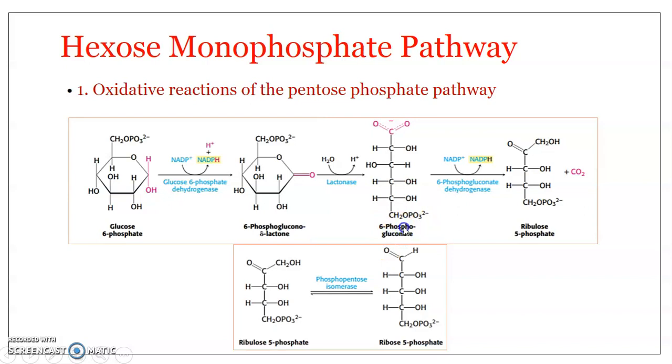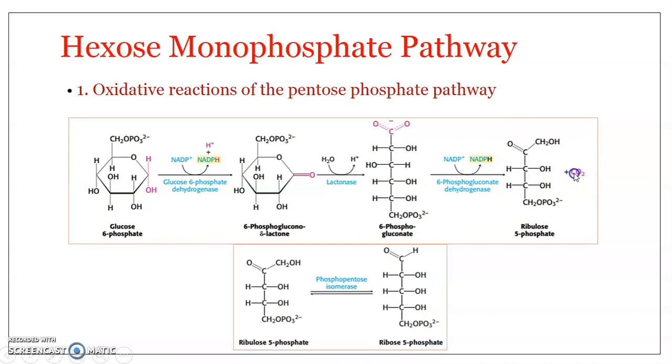Okay, then the 6-phosphogluconate undergoes oxidative decarboxylation to produce ribulose 5-phosphate. The 6-phosphogluconate undergoes dehydrogenation. The hydrogen which is released from here will be taken up by the NADP and get converted to NADPH. That's the second molecule of NADPH being produced. And decarboxylation will result in the release of a carbon dioxide molecule.